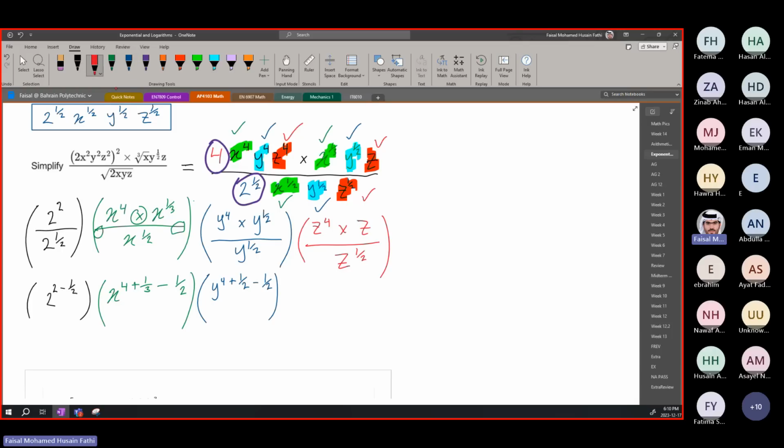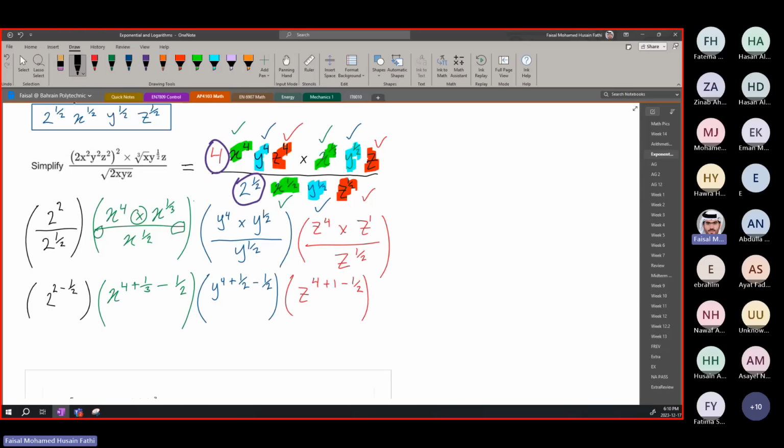And Z, 4 plus 1. There is a 1 here. When there is no power, there is a 1. Okay? Don't leave it as 0. Remember? Minus half. And now you can simplify and you have your final answer.